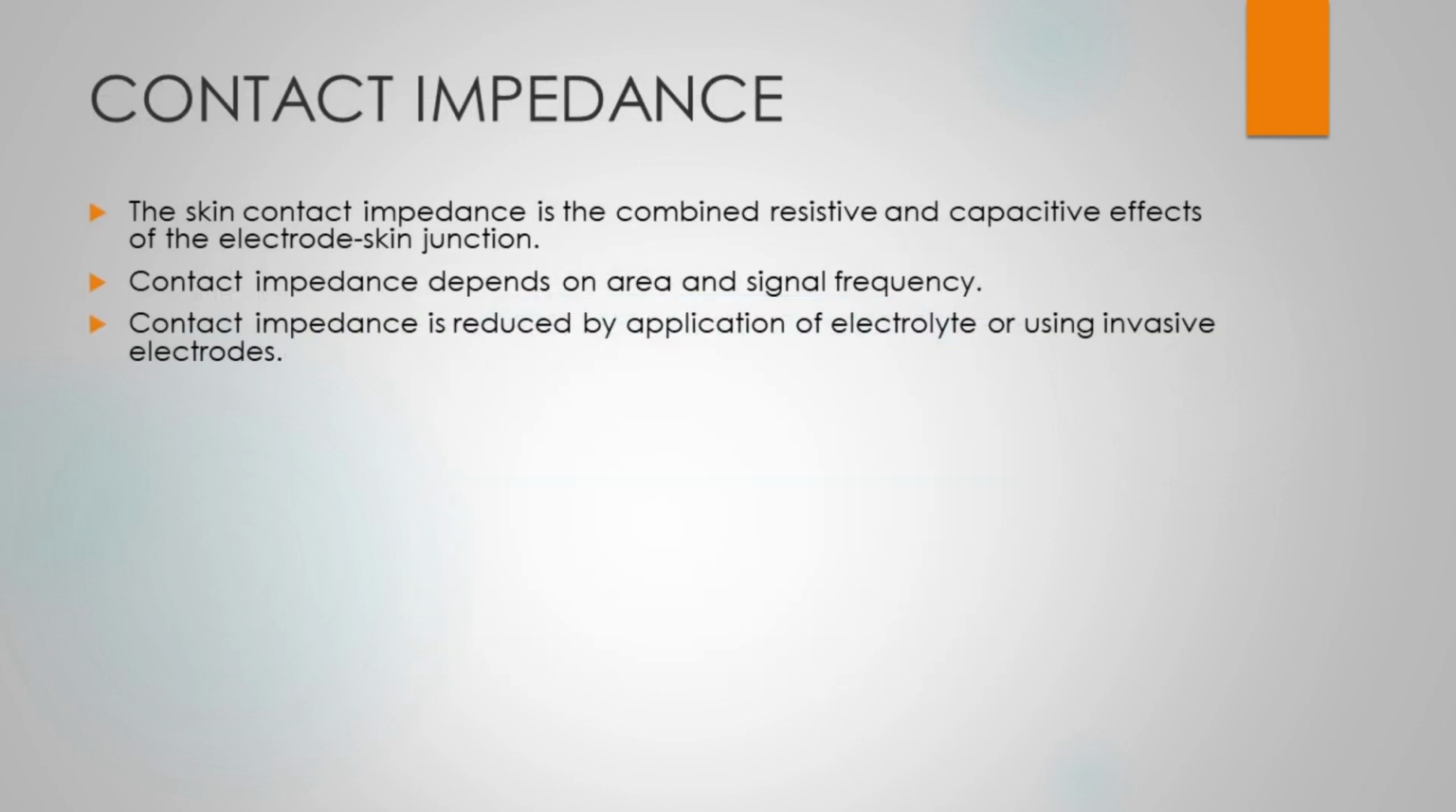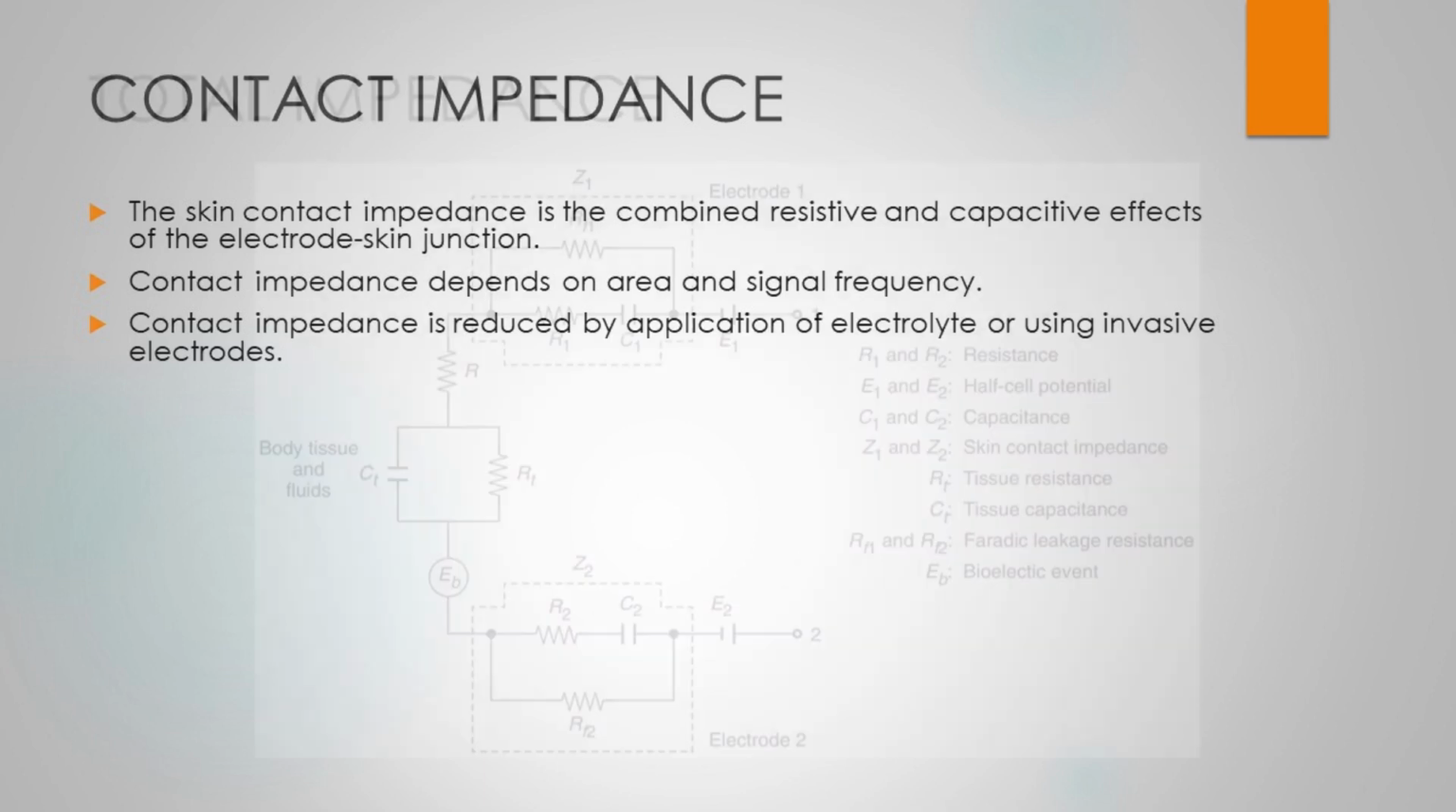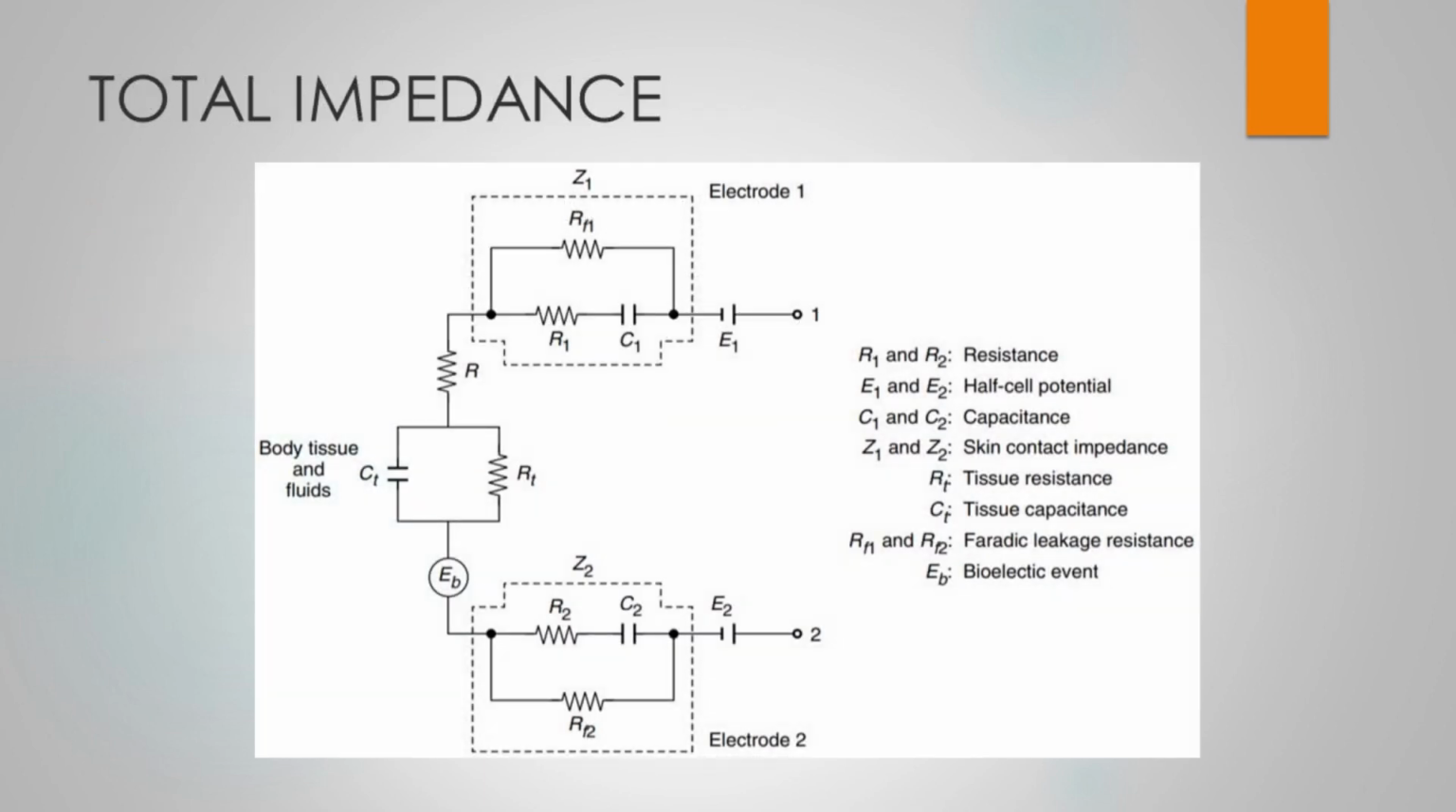The skin contact impedance is the combined resistive and capacitive effects of electrode skin junction. Contact impedance depends on the area of electrodes and the signal frequency. Contact impedance is reduced by the application of electrolyte or using invasive electrodes. The total impedance of the circuit becomes low in the presence of signal.